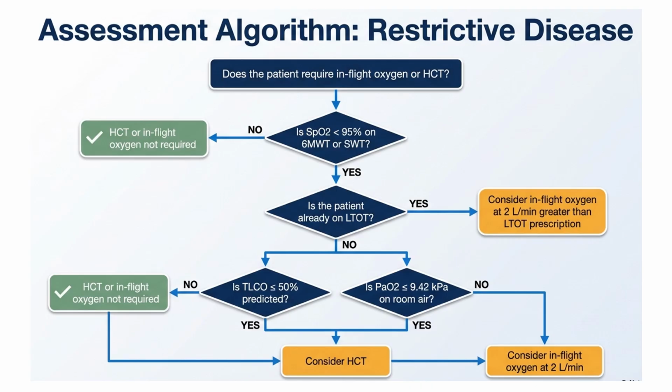Is the patient's saturation dropping, or is the patient on LTOT? LTOT means long term oxygen therapy. This type of patient needs oxygen in the airplane at 2 liters per minute. If the patient is not on LTOT but saturation dropped during the 6-minute walk test, we'll assess the DLCO. If DLCO is less than 50, the patient needs a hypoxic challenge test. If not less than 50, this patient does not need oxygen. Like that we'll assess the restrictive lung disease patient.